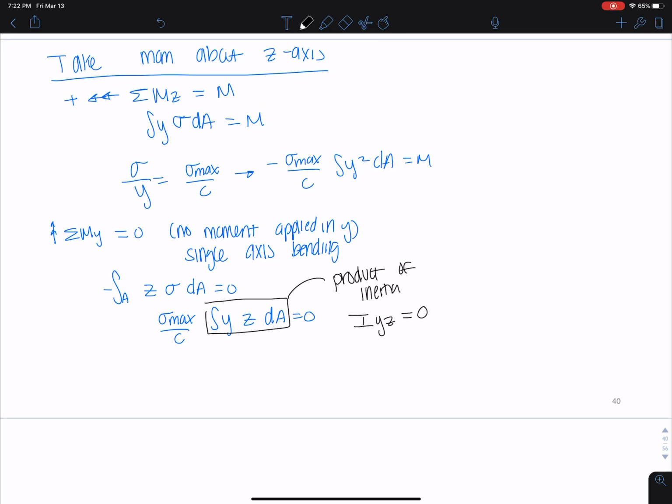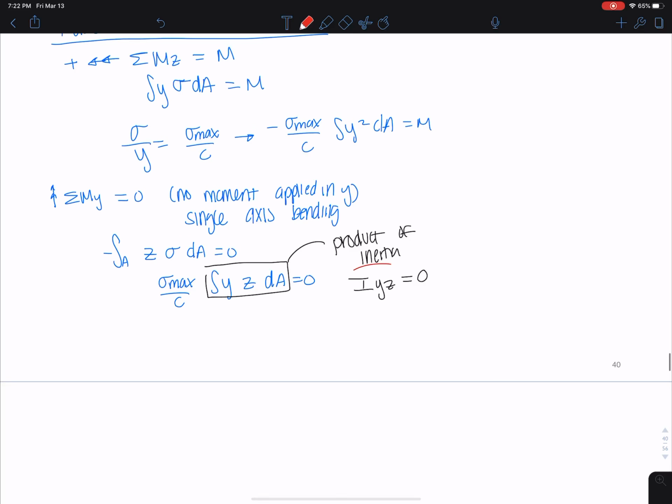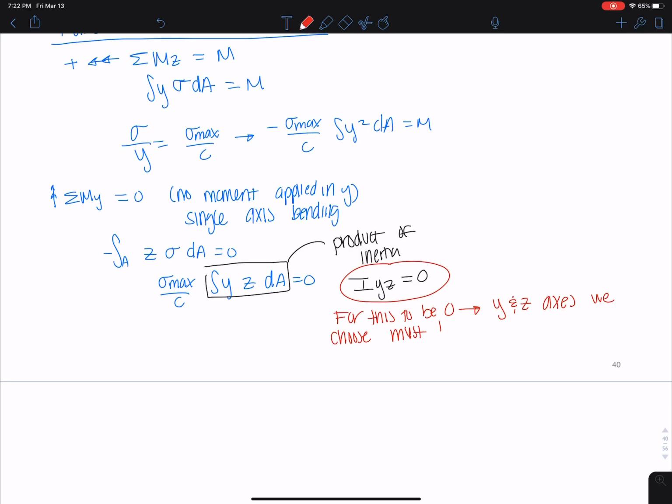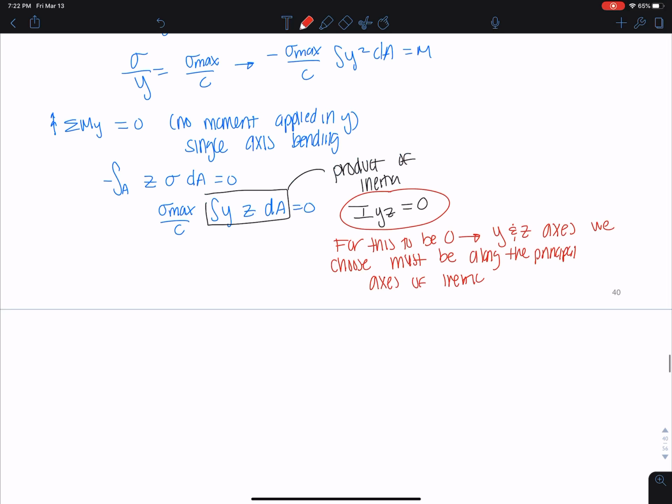as long as the y and z axes we choose are along the principal axes of inertia. I'm going to write that down and circle it. Okay, this is very important. So, for this to be 0, the y and z axes we choose must be along the principal axes of inertia. And we call these our major and minor principal axes.